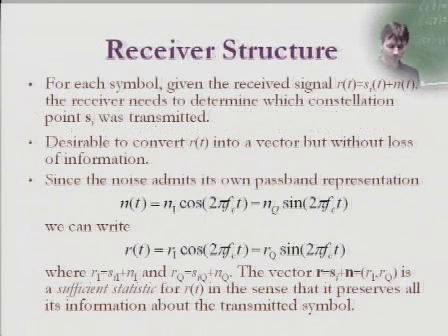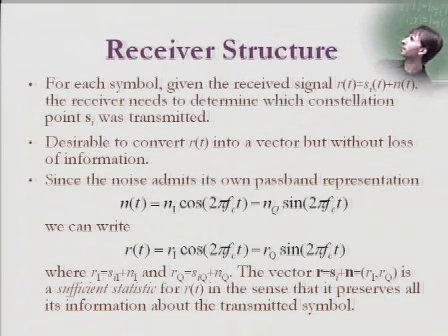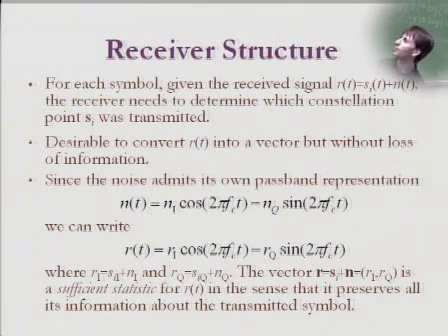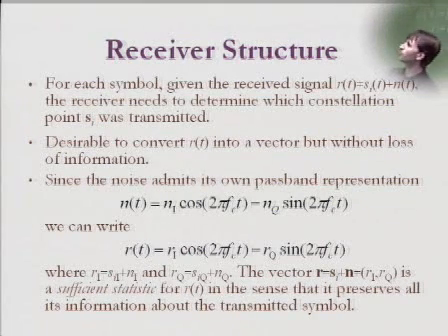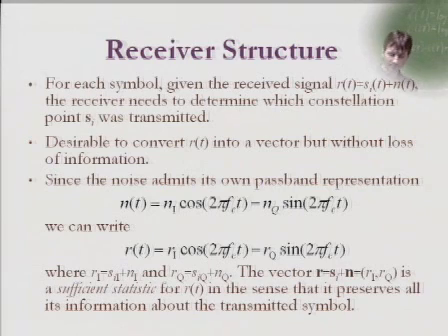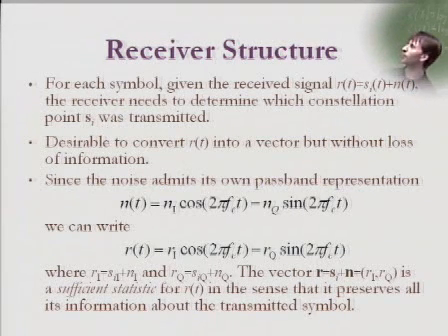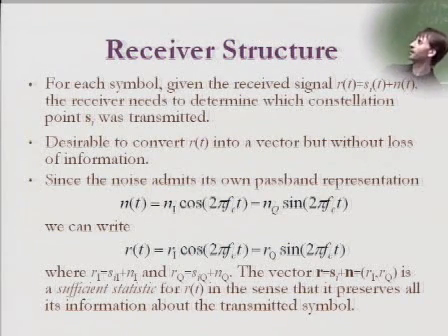For each possible symbol that we can send, we're going to receive a version that is contaminated by noise. So we send S_i(t), we're going to receive S_i(t) plus noise. Okay? So the receiver has to determine from this noisy observation which of the constellation points was actually sent. Okay, so that's the task of the receiver. And it's desirable to convert this received waveform into a vector, so we can use this vector notation to formulate the receiver structure. And of course, we want to do that without losing any information.